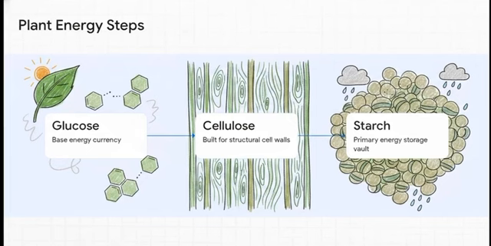To track this energy story in plants, you can basically think of it in 3 elegant steps. First up, plants generate simple sugar, specifically glucose, as their base energy currency. Next, they take those sugars and construct really robust structural walls using a complex carb called cellulose. And finally, they need a way to lock away their excess energy for a rainy day, so they pack the remaining sugar into incredibly dense storage vaults, which we call starch.